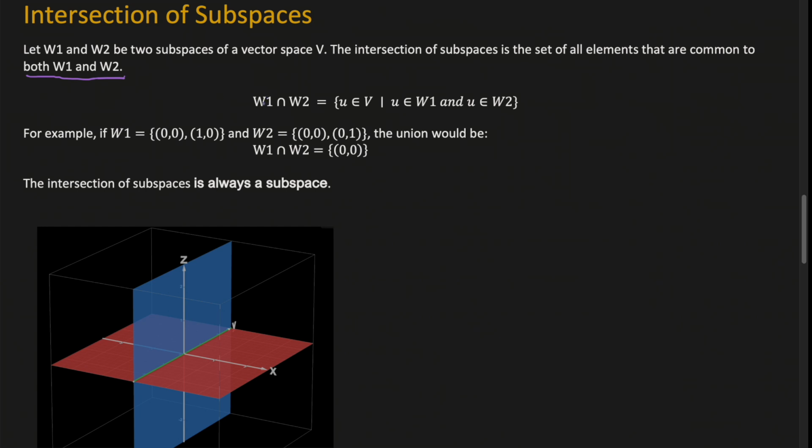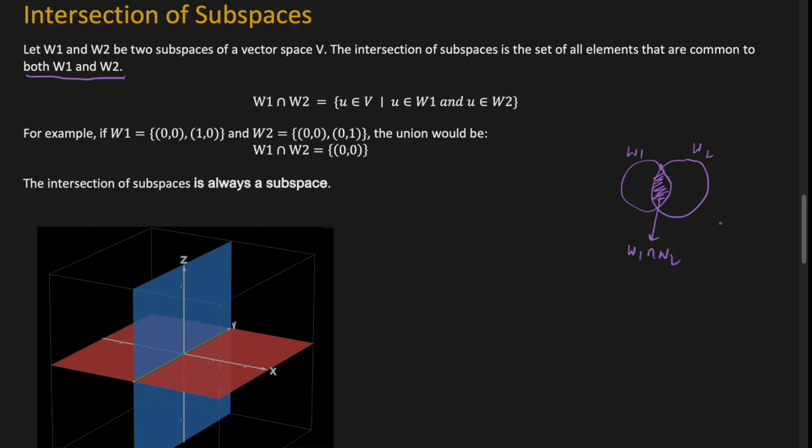Here it is given in the roster form that the intersection will contain all the elements U which belong to both W1 and W2. So if W1 contains these two elements and W2 contains these two elements, then their intersection contains the common element. For example, this is W1, and this is W2. So this is the intersection. The intersection, that is W1 intersection W2, is a subspace.